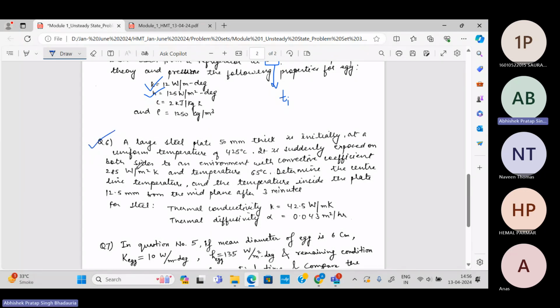Question 6. Read the problem. A large steel plate 50 thick is initially at a uniform temperature of 425 degrees Celsius. It is suddenly exposed on both sides to an environment with convective coefficient 285 watt per meter square Kelvin and temperature 65 degrees Celsius. Determine the centerline temperature and the temperature inside the plate 12.5 from the midplane after 3 minutes. For steel, the thermal conductivity and thermal diffusivity values are given.